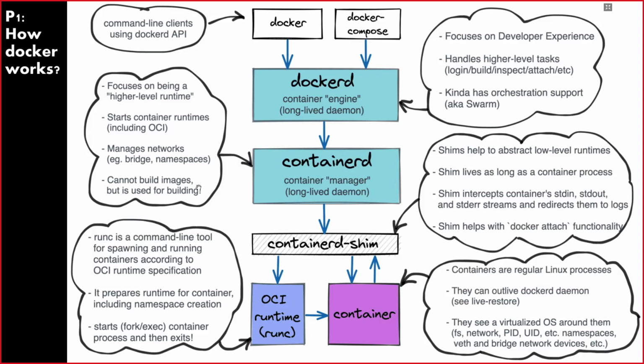Shim lives as long as a container process. It's like a for, there is a loop in there. It's really simple when you look at the code. It intercepts containers with CD in, CD out, logs and different things. It handles Docker attach. You can attach network or volumes on a running container, so shim should do that because it's running and the container doesn't have anything to do that.